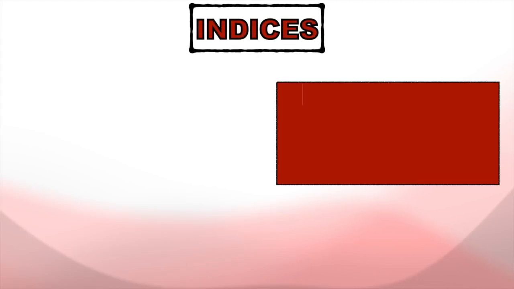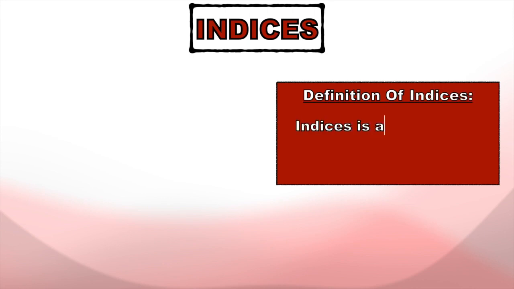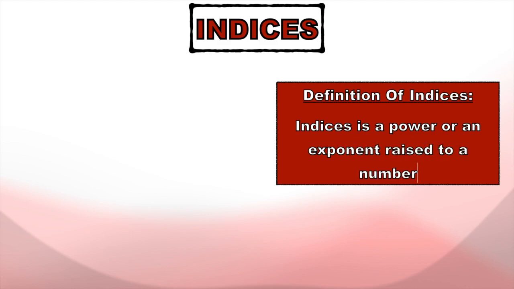So if we look at the definition of indices, it basically means a power or an exponent raised to a number. So this basically means it's a small number that tells us how many times it has been multiplied by itself. If we look at an example, so 2 to the power of 4, the 4 is the exponent. It means that 2 has been multiplied by itself 4 times. So 2 times 2 times 2 times 2, which gives us 16.